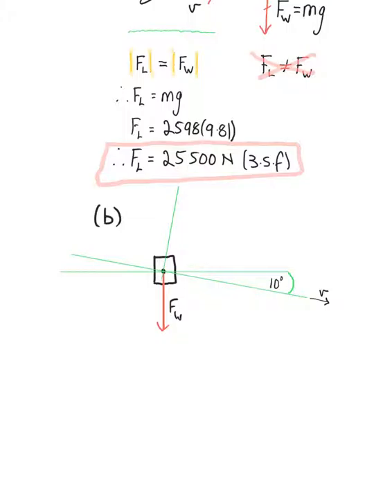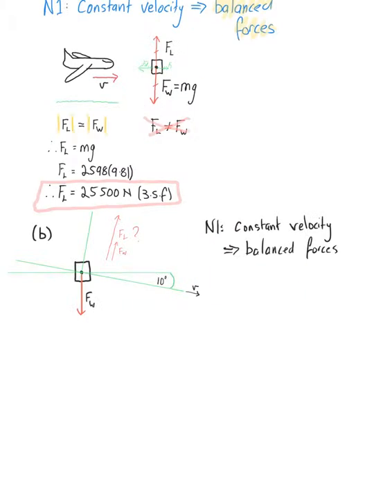So the key understanding here is, how do we figure out how large this lift force is? Is it much bigger than the weight force? Is it smaller than the weight force? Going back to Newton 1, constant velocity means we have balanced forces. That means vertically we must have forces balanced as well. So we're going to assume that the vertical component of our lift force is balancing our weight force.